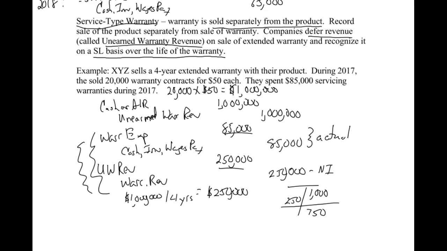All right, so these are our two different types of warranties. So once again, you can see how this easily could be a problem on a test. All right, so make sure you are very clear, extended warranty versus assurance type warranty, and understand the difference in those journal entries for each.